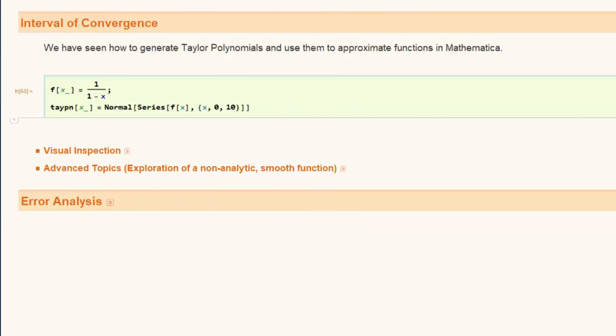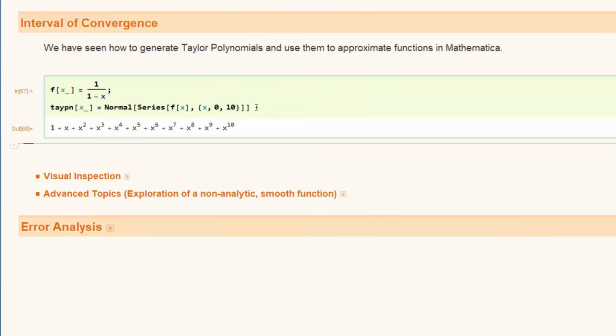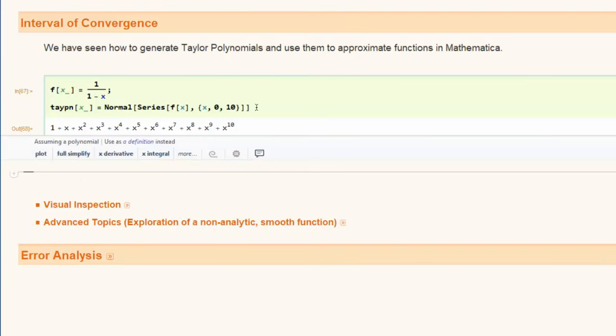In this video we're going to talk about the interval of convergence for Taylor series. So we've already seen how to generate Taylor polynomials and use them to approximate functions in Mathematica. For instance, if I consider the function 1 over 1 minus x, then I can use the series command to find the 10th degree polynomial of that function centered at 0, and then I can use the normal command to clean up the output and store that result as a function. The result will have Mathematica generate the 10th degree polynomial. And then I can use that polynomial to approximate the function.